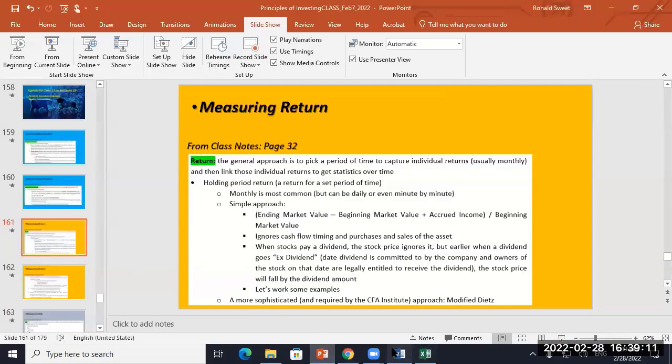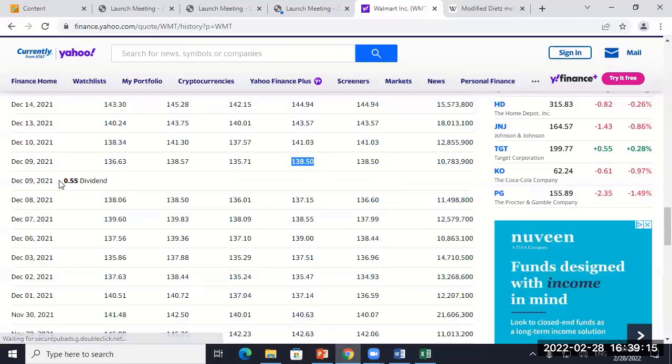I should put it in my presentation so I can remember it. All right, so the date that we're going to use for the X date is whatever Yahoo Finance shows, because that is actually the X date.